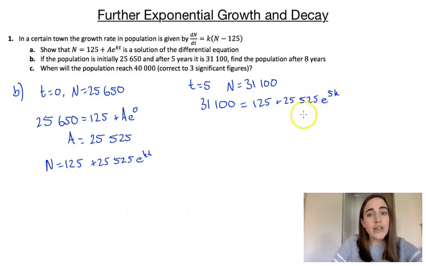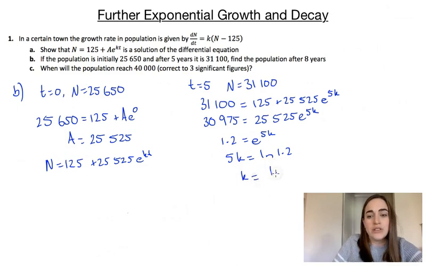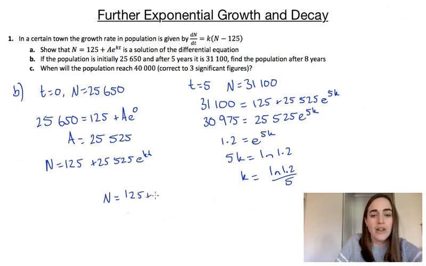Now we want to go through and rearrange all of that to make k the subject. So we're going to minus our 125. So we're going to have 30,975 equal to 25,525e^(5k). Now dividing both sides by this number here, we'd end up with just 1.2 equals e^(5k). Taking the natural log of both sides, I'd have 5k is equal to the natural log of 1.2, which means that k is equal to the natural log of 1.2 divided by 5. So that then tells me that my whole equation is going to be N equals 125 plus 25,525e^((ln 1.2 / 5)t).